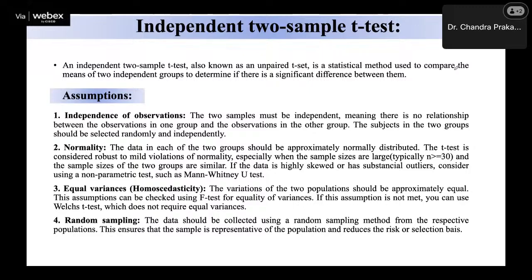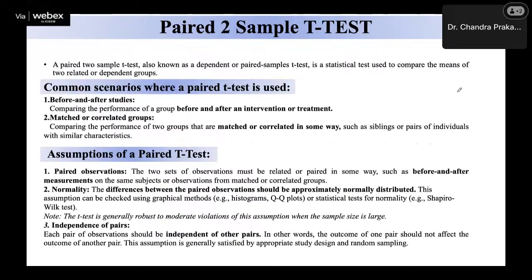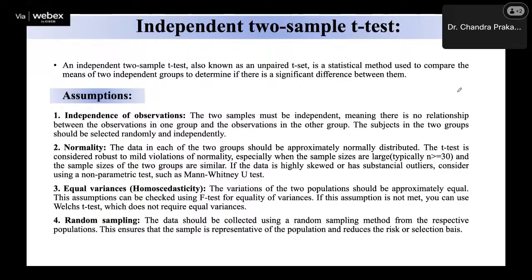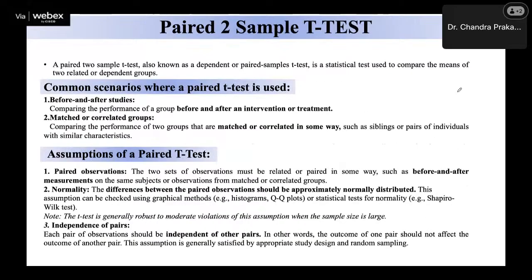It is a statistical method used to compare the means of two independent groups to determine if there is a significant difference between them or not. Again, we consider the normality, equal variance, random sampling, and independence of the observations.